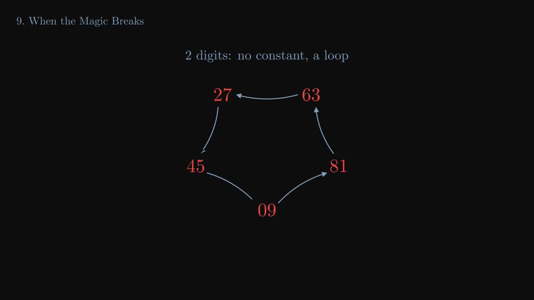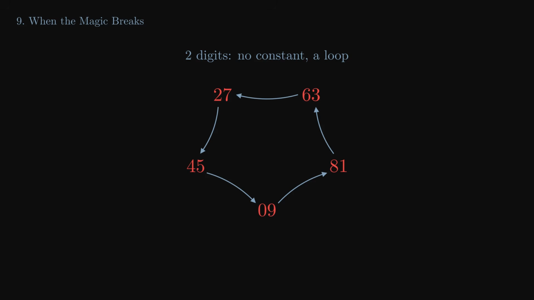Try it with just 2 digits. Run the sort and subtract crank, and you do not settle on any constant at all. Instead, you get trapped in a loop that cycles forever. 9 becomes 81, 81 becomes 63, 63 becomes 27, 27 becomes 45, and 45 takes you right back to 9, around and around with no fixed point anywhere in sight.